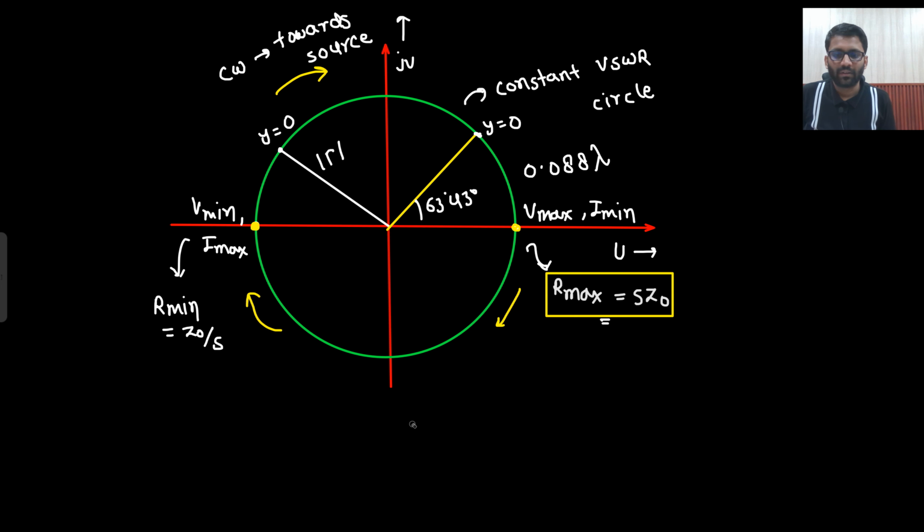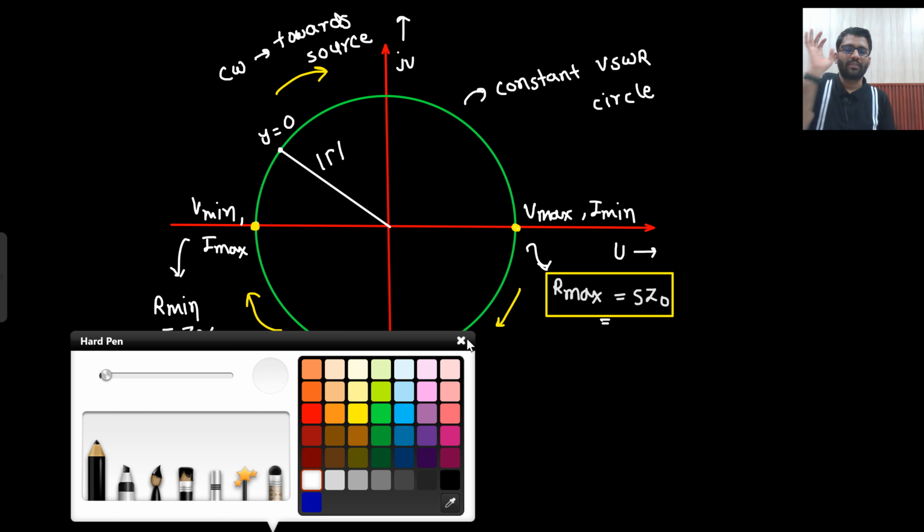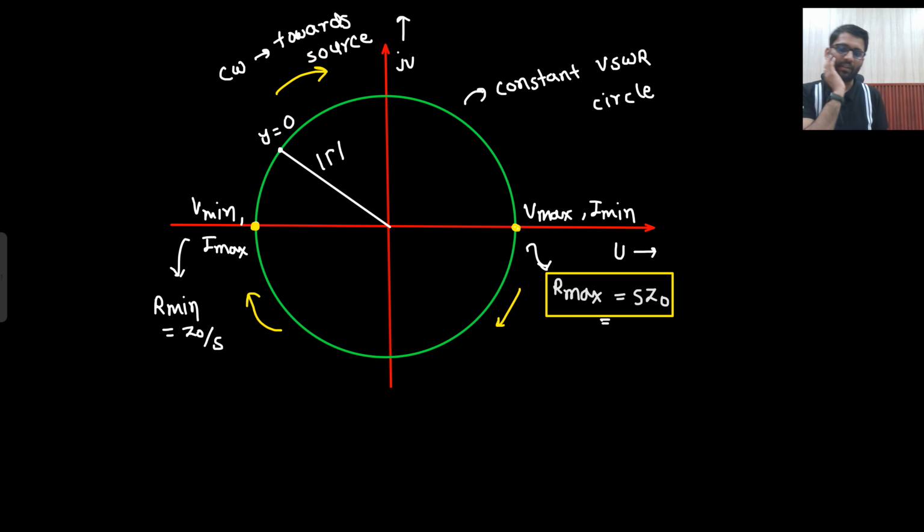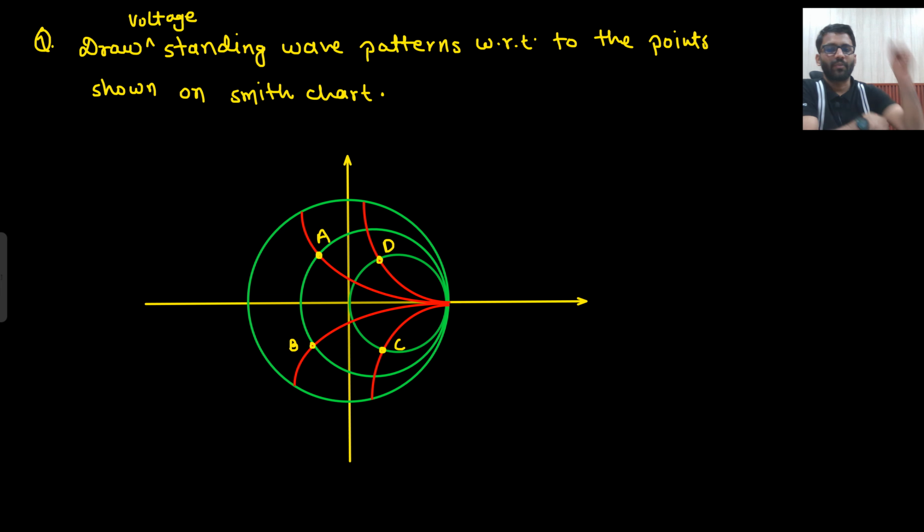Okay. So let's not make this here, because this was just to make you understand. But this would be your Vmax, this would be your Vmin, Imax, R min, Z0 by S, clockwise movement, constant VSWR circle. All these are crystal clear, right? And this also I can keep in books. So that's it about your Smith chart. We will solve some problems. Certainly we will solve some problems.